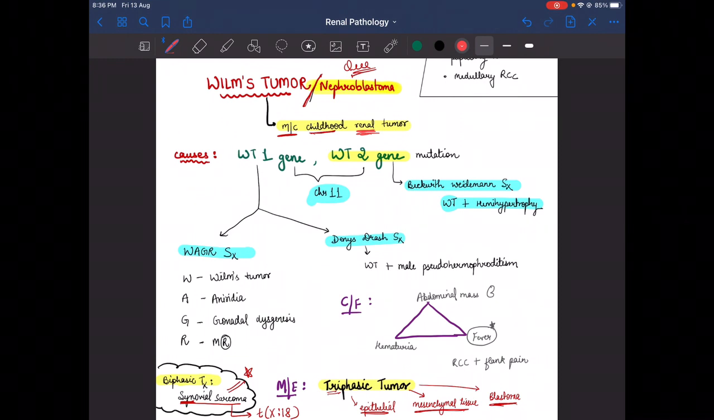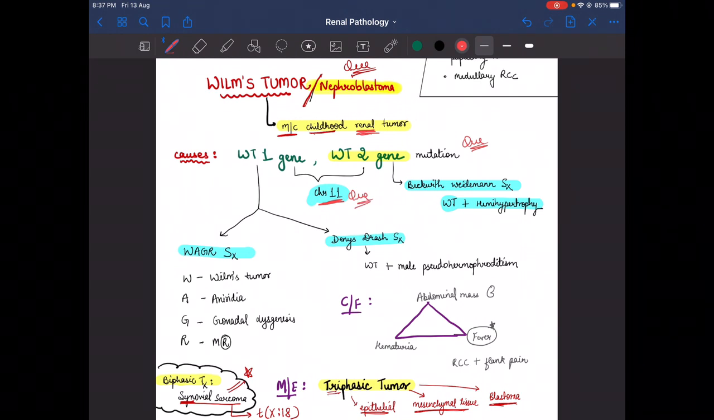And what are the causes of Wilms tumor? The causes are WT1 gene mutation or WT2 gene mutation, and both these genes are present on chromosome number 11. Please remember that both these genes are present on chromosome number 11.